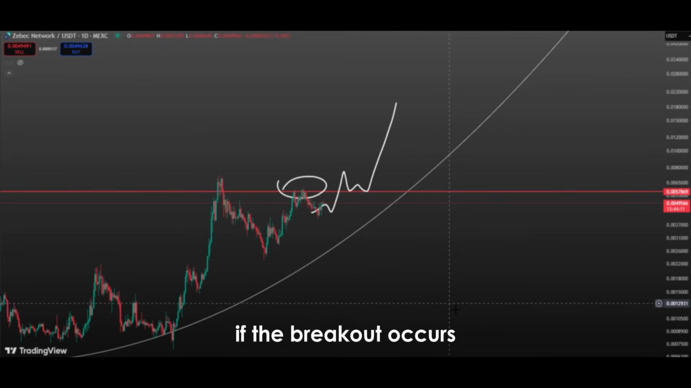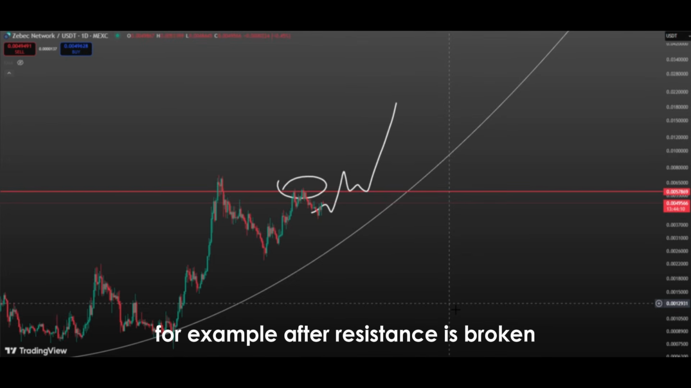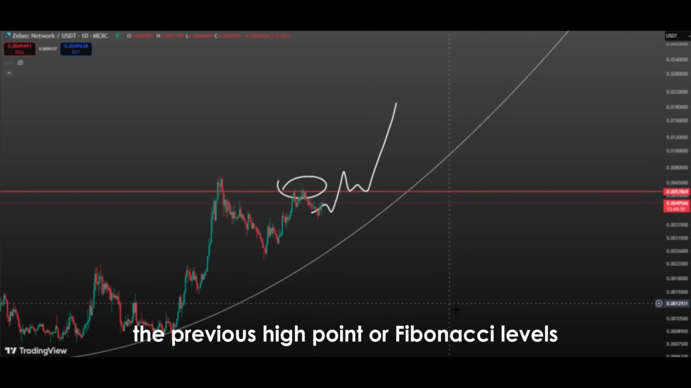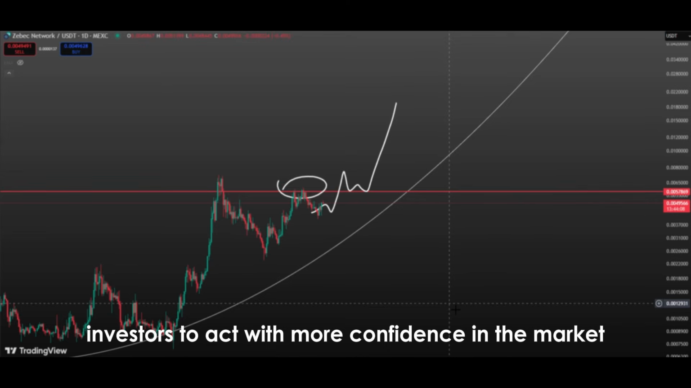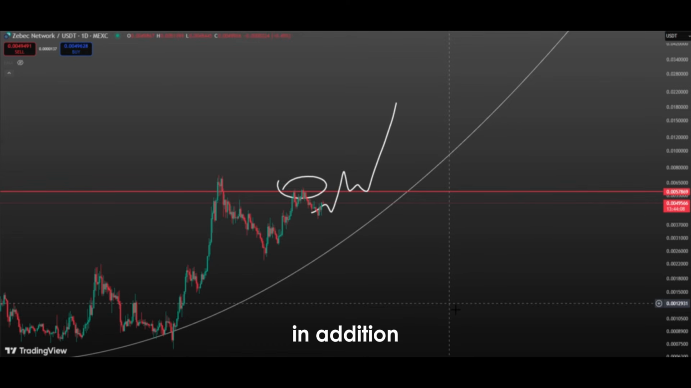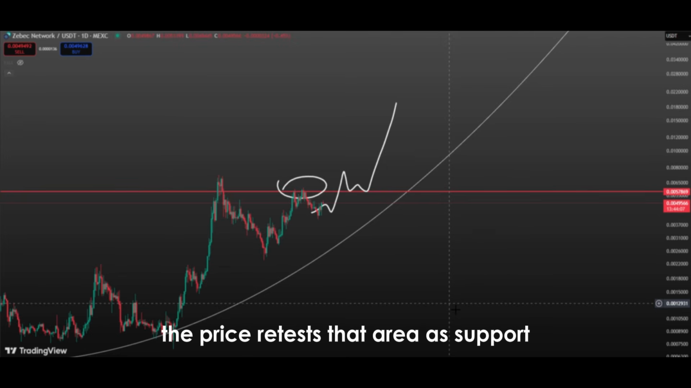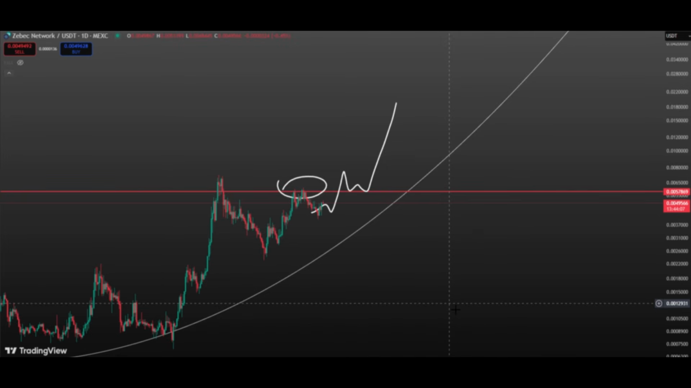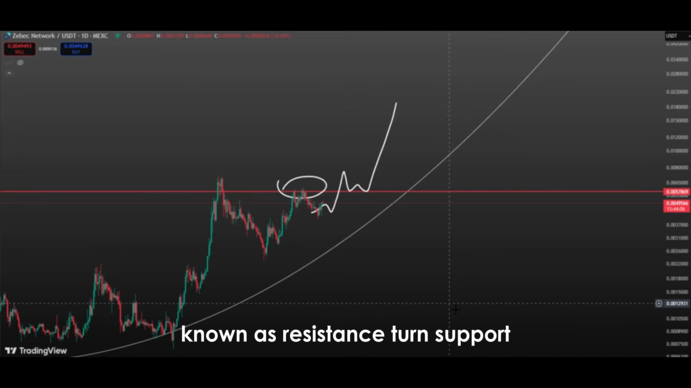If the breakout occurs, new targets are set in the market, and the price gradually moves toward them. For example, after resistance is broken, the previous high point or Fibonacci levels can be taken as new targets. This allows investors to act with more confidence in the market. In addition, it is often observed that after breaking resistance, the price retests that area as support. This is a key concept in technical analysis known as resistance turns support.